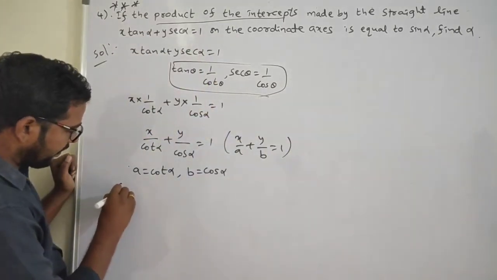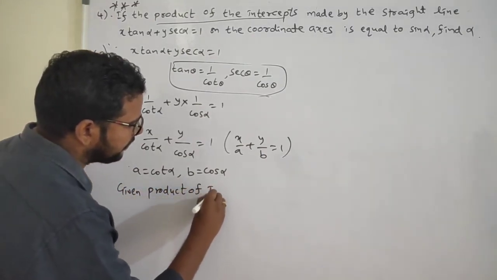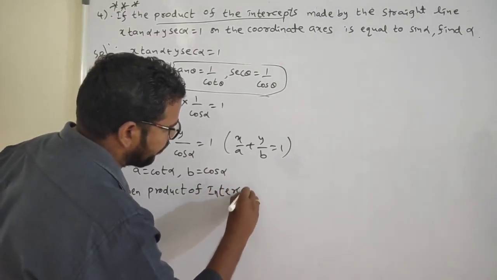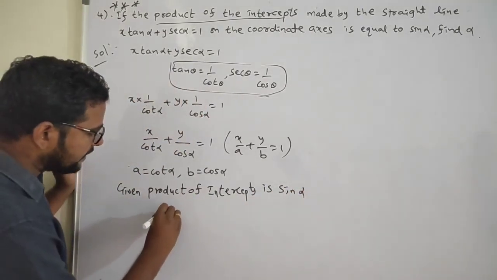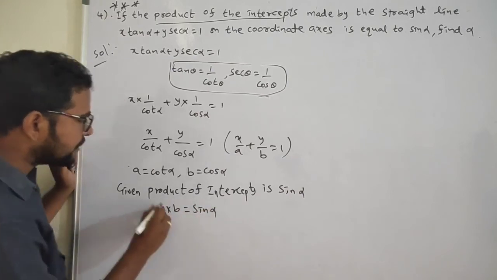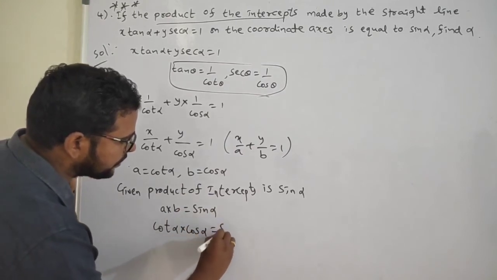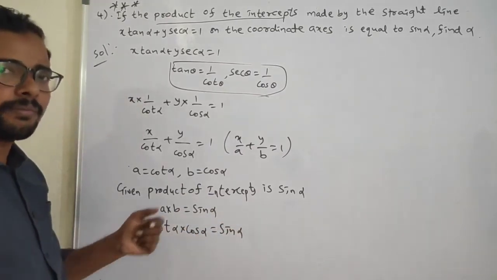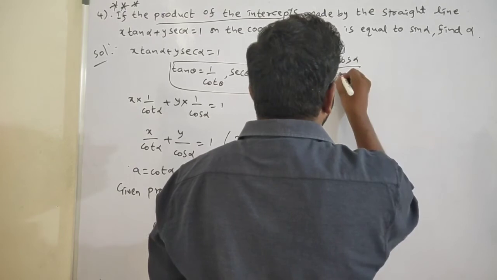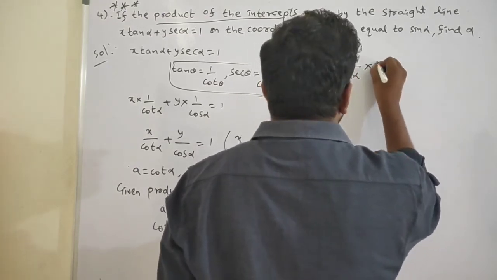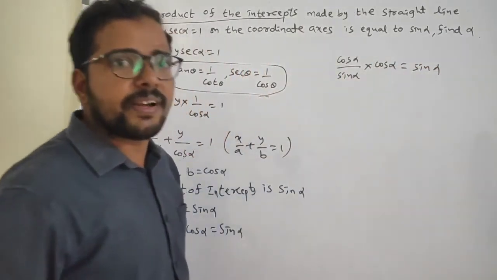Given product of intercepts is sin alpha. Product means a into b. So a into b is equals to sin alpha. A means what? Cot alpha. B means cos alpha is equals to sin alpha. How do we write cot theta? Cos theta by sin theta. Write like that. Cos alpha by sin alpha into cos alpha is equals to sin alpha. Cos alpha into cos alpha, cos square alpha.